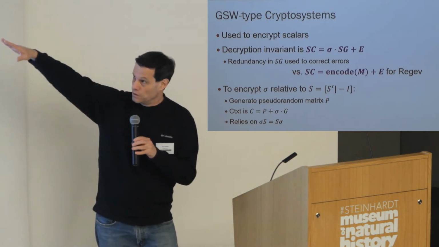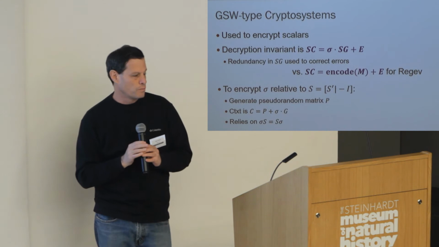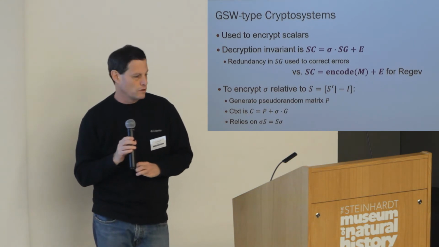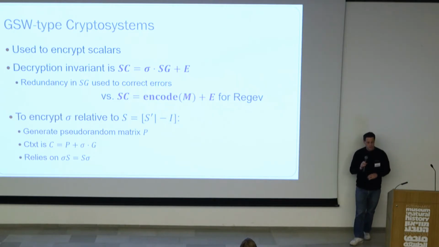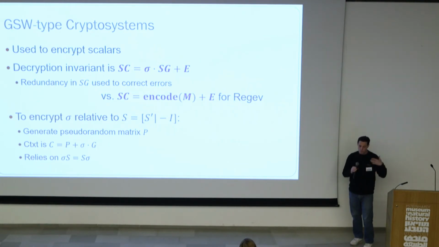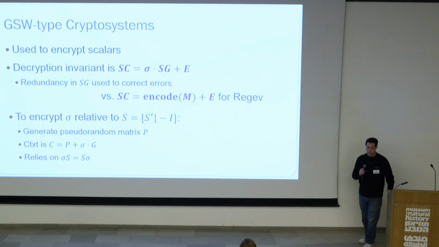That difference, so I put both decryption invariants here on the slide so that you can compare them side by side. That difference in having S also on the other side of the equation makes a big difference in how you work with this crypto system. And a lot of the magical properties of GSW come from that.